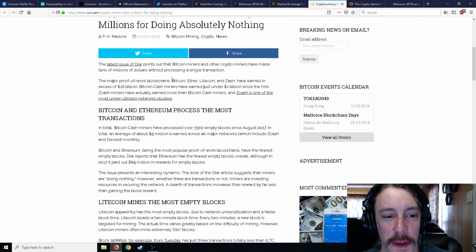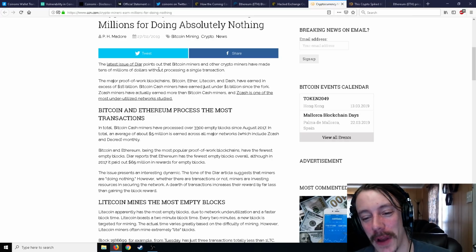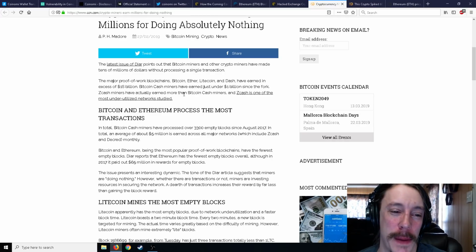But I did like that it points out that Bitcoin Cash, of course, has tons of empty blocks. Bitcoin SV has a 128 megabyte maximum block size, but it never has more than a megabyte. So it's just completely underutilized because, of course, nobody's going to use Bitcoin Cash or Bitcoin SV. This is ridiculous. I'm really glad that more and more people are waking up.